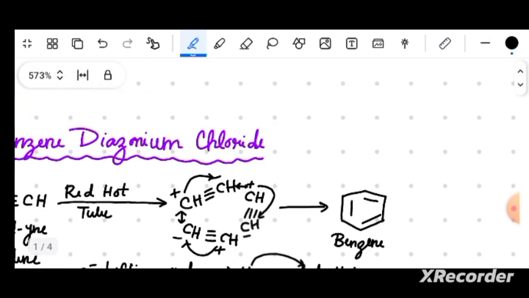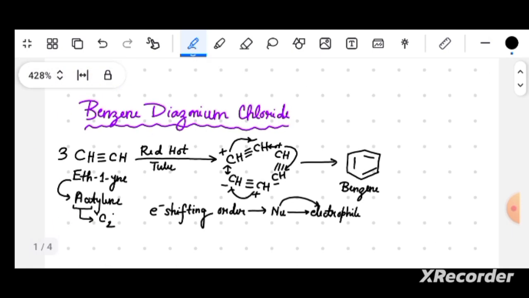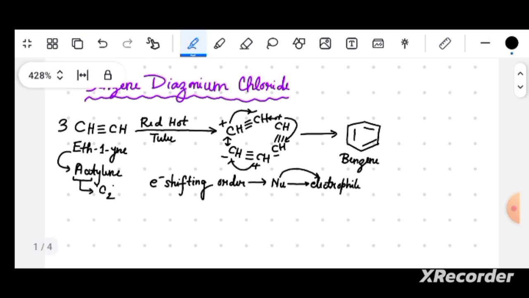So this was a basic preparation of benzene from acetylene, and this is one of the first reactions where we will see the formation of benzene directly in organic chemistry. So we have learned 3 things here. First is how the reaction takes place, second, the condition for the reaction, and the third, the electron shifting order.